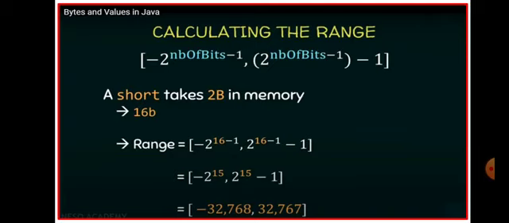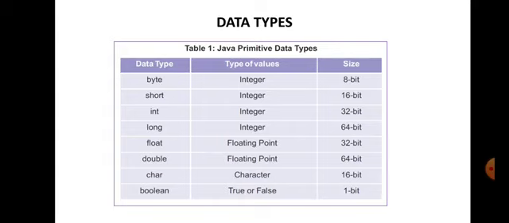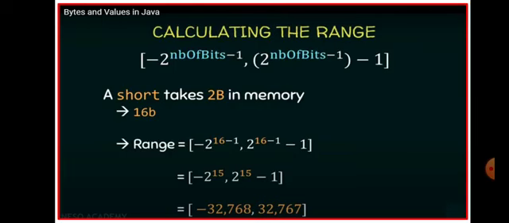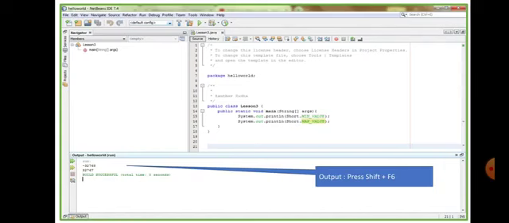It is common for byte, short, int, long, float, for all the other data types. This range is very important. This formula is very important. We will see how Java NetBeans shows you the result on the program.